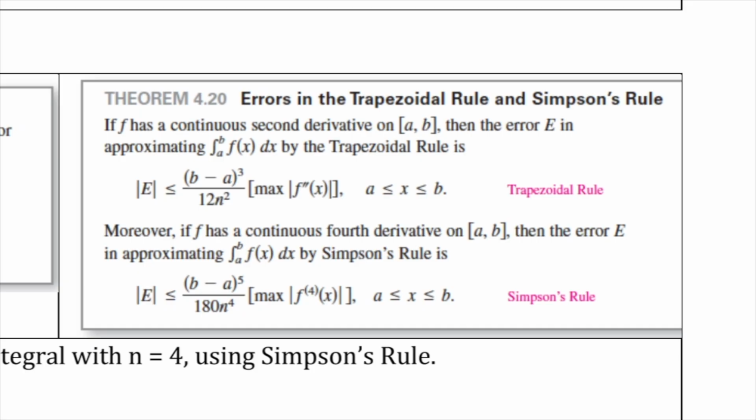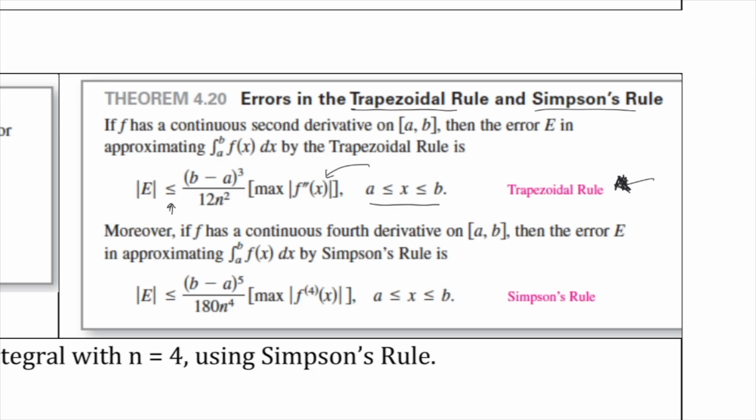So if we're looking for errors in the trapezoidal rule or Simpson's rule, we actually have some formulas to work with. The error, which we're going to call E, is going to be less than or equal to (b minus a), those are your endpoints, cubed, over 12n squared, and then the maximum value of your second derivative on the interval [a, b]. Okay, so that is how we're going to figure out the error for any problem that has a trapezoidal rule being used.